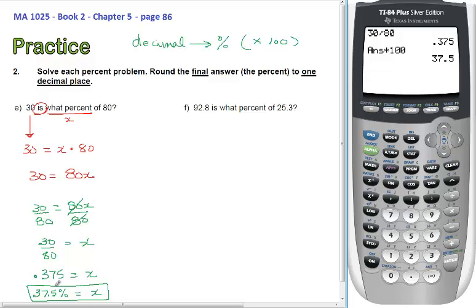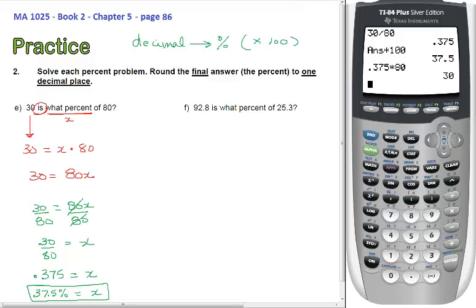Now, we can check it by multiplying that by 80. 0.375, or 37.5%, multiplied by 80 should give us 30, which it does, right? So you can check them by doing the opposite: multiply by the number to see what you get. So 37.5% is the answer for that one.